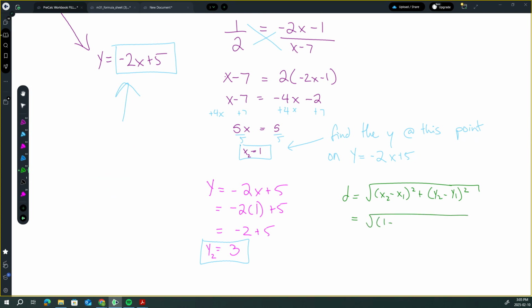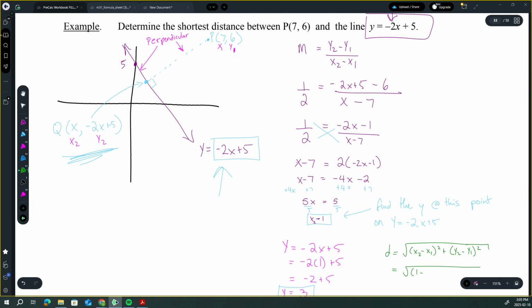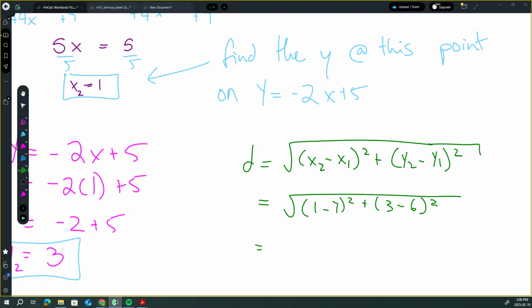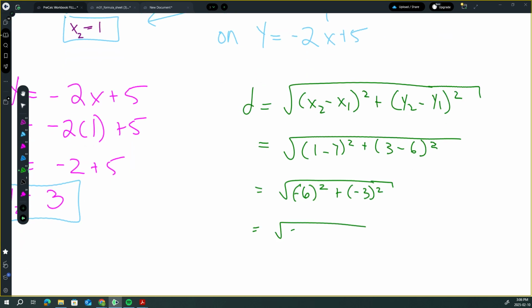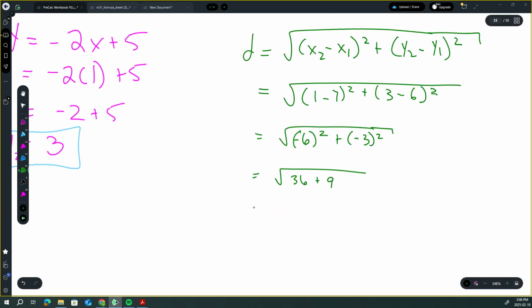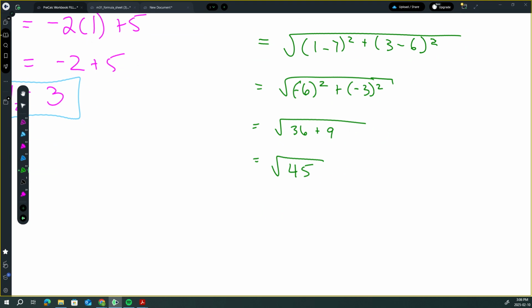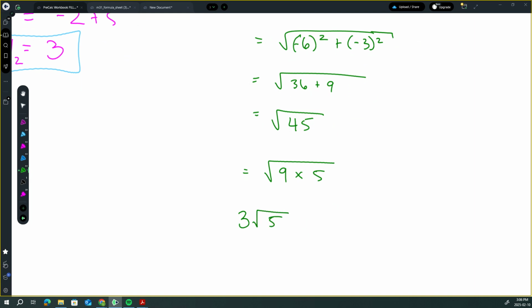So we know our x2 is 1 minus, and then our x1 comes from point P, so that's the 7, squared, plus y2, that's the 3 we just found, minus y1, which is 6 from point P. So 1 minus 7, negative 6 squared, plus negative 3 squared. That'll give us positive 36 and 9, which will give us 45, which you should always answer in the most reduced form. So taking this stepwise, we can go 9 times 5. Square root 9 as we bring it out, so that's 3 square root 5. So that is our distance, which is our final answer.